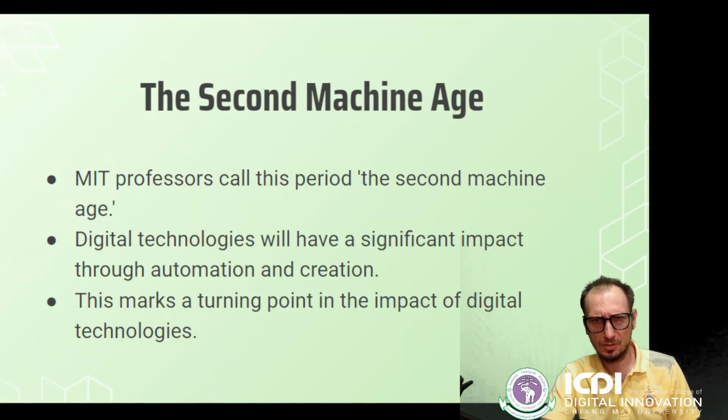These digital technologies are becoming more sophisticated, smarter, and integrated, transforming societies and the global economy. MIT professors Erik Brynjolfsson and Andrew McAfee call this period the second machine age, showing that we are at the turning point where digital technologies will have a big impact through automation and creating new things, right? Everything is automated. We don't need so many people. So, for example, when you call your credit card company, maybe you talk with a chatbot, not a person.